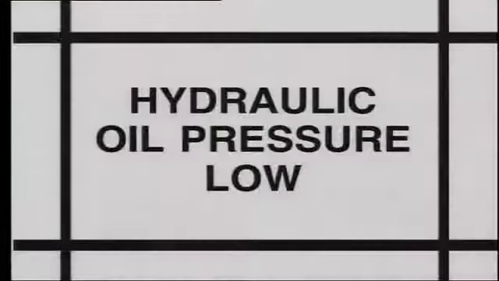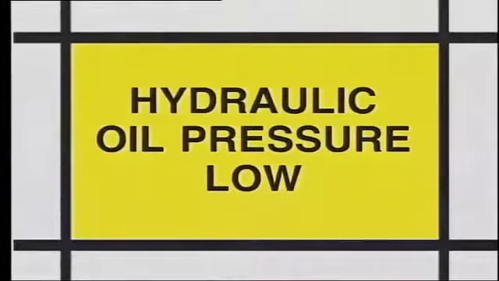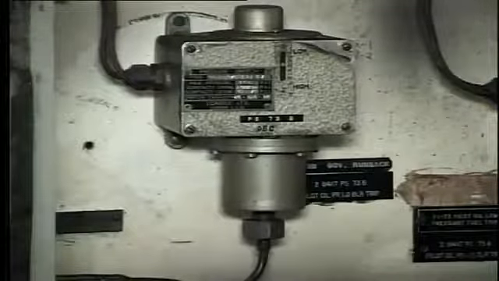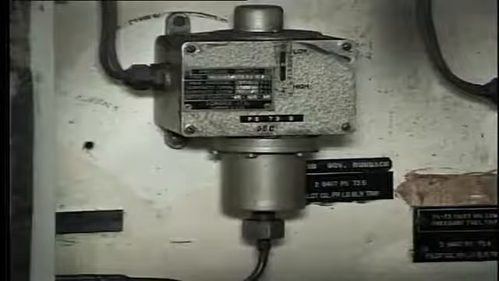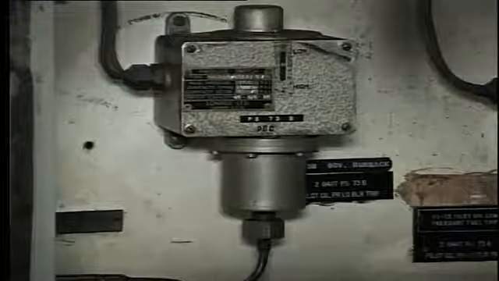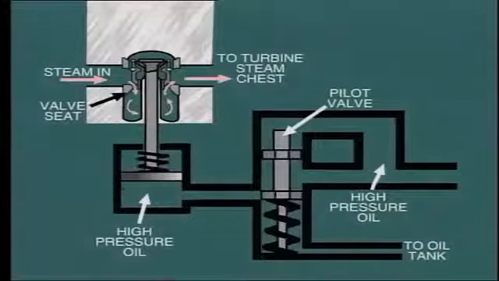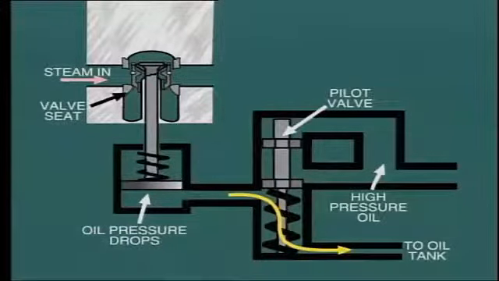In the case of hydraulic oil, an alarm is usually fitted to indicate low pressure, but a trip relay is not always provided. This is because the hydraulic equipment is designed to operate in a fail-safe manner. If the hydraulic oil pressure fails, both the stop valve and control valve will be closed by spring pressure in their respective power cylinders.